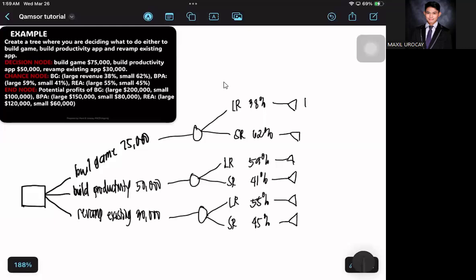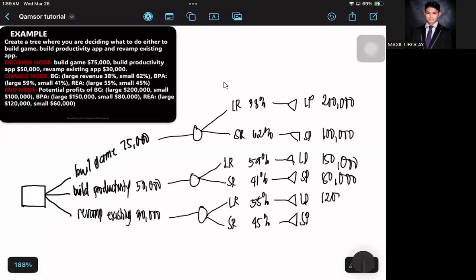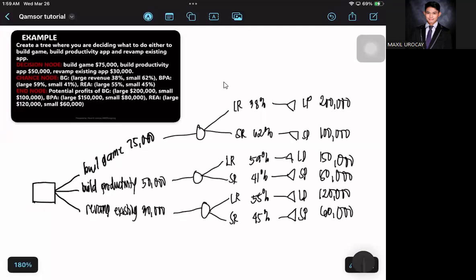So your large revenue will be large profit, that is LP, then small profit, large profit, small profit, large profit, and small profit. So that will become 200,000, here is 100,000, and 150,000, and 80,000, and 120,000, and 60,000. Now, that is our decision tree already.